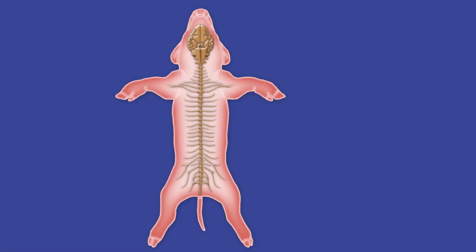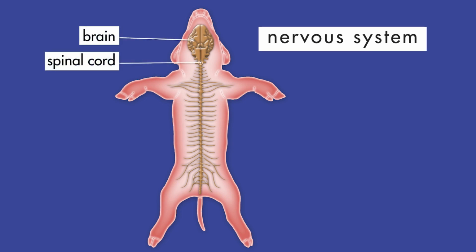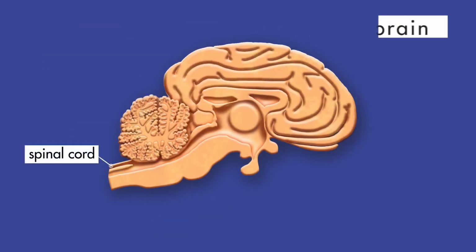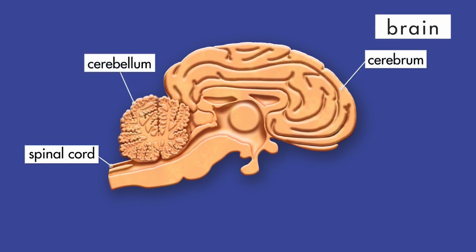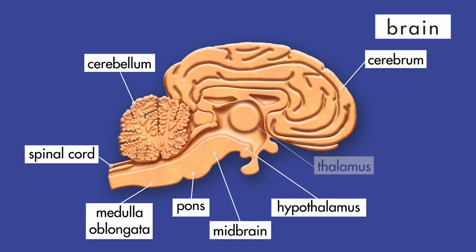Now that we have completed our examination of the circulatory system of the pig, we will take a look at its nervous system. The nervous system of a fetal pig consists of the brain, the spinal cord, and a network of nerves throughout the body. The fetal pig's brain has several structures similar to the brain of a human, such as a cerebrum, cerebellum, medulla oblongata, pons, midbrain, hypothalamus, and thalamus.